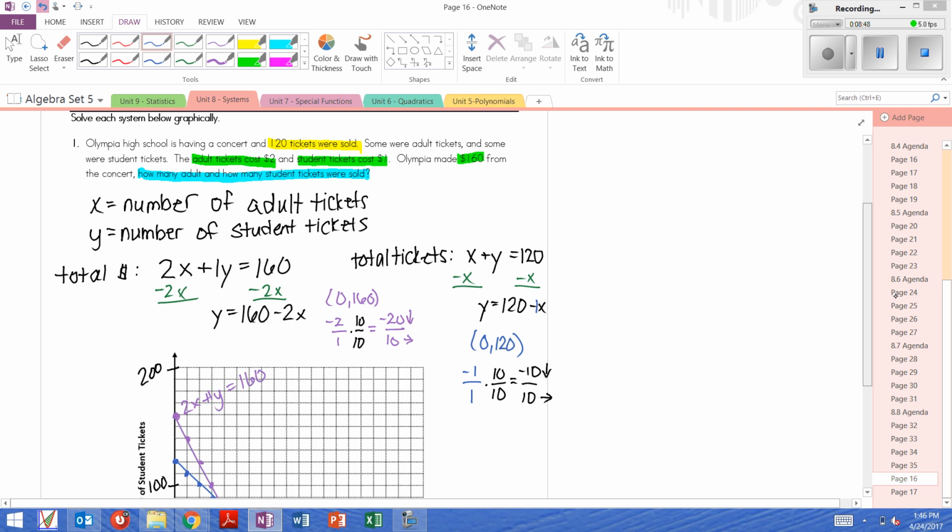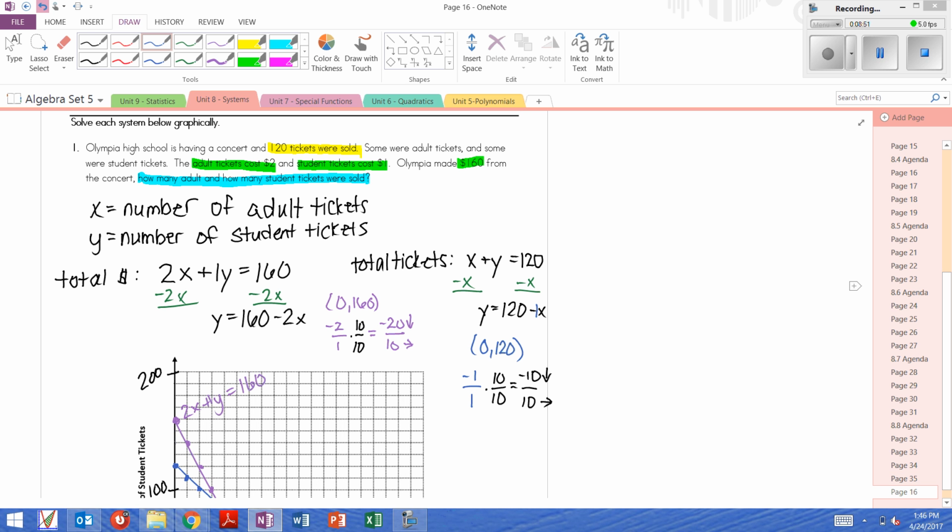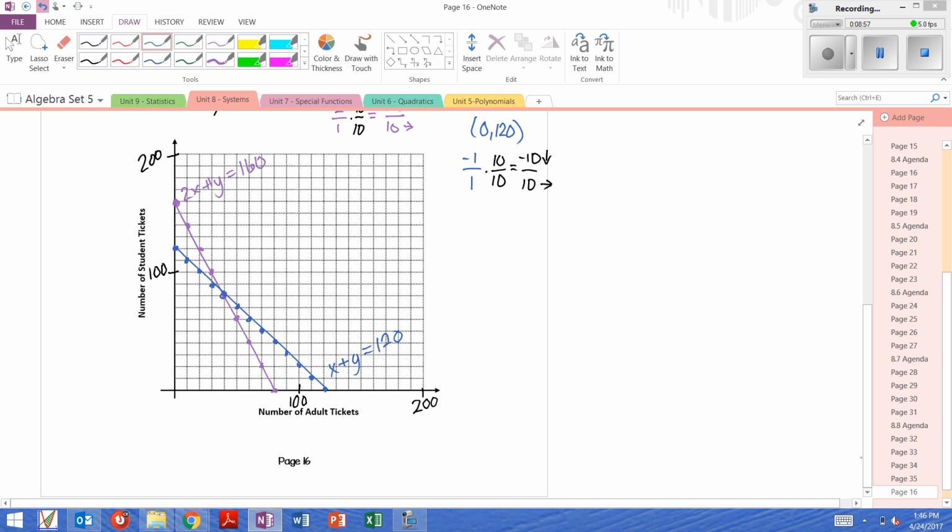Now, we also need to make sure that we answer the question. So it says up top how many adult and how many student tickets were sold. Oftentimes, people really just like stating the point of intersection, which is right here. So a lot of times people would just say 40, 80, and they call it a day, and they say that that point is their answer. And unfortunately, what ends up happening is you will lose points for that because you're not answering the question.